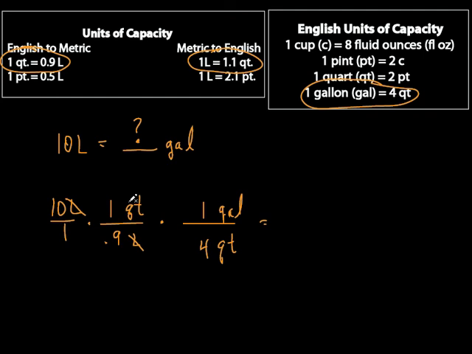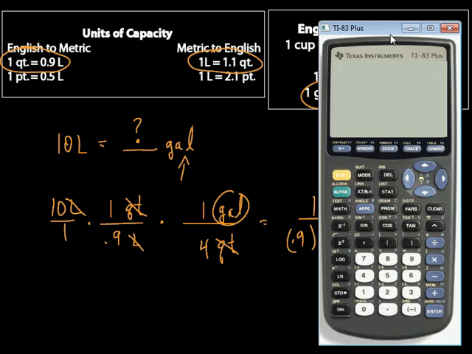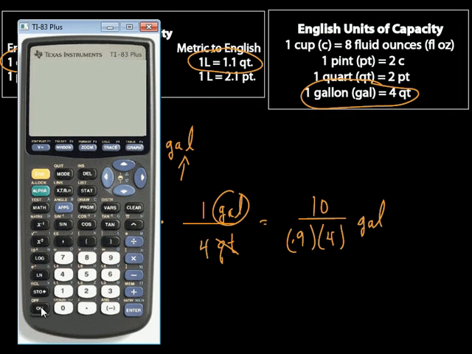They canceled because one was on top, one was on the bottom. Look what happened to the quarts. They canceled because one was on the top, one was on the bottom. What am I left with? I'm left with gallons, and that's what I wanted to end up with. So now I just have to do the math. I have 10 on the top times 1 times 1, and then I've got on the bottom 0.9 times 4. And that's going to be in gallons. So let's just chuck that in our calculator and see what we get.